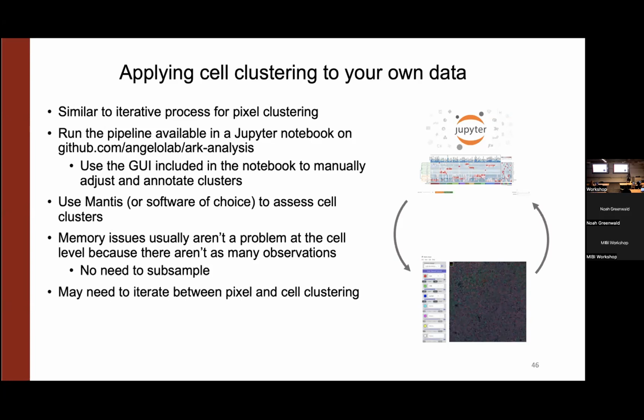And the final point here is that you may need to iterate between your pixel and cell clustering a few times. So for instance, if at the pixel cluster level, you had one pixel cluster that you were not sure about, whether it was noise or a real pixel cluster, or maybe it was expressing both CD3 and CD20 and you weren't sure which one to assign it to, at the cell level those kinds of issues may be more clear, like which it should actually be assigned to. So we find that iterating between the two can be very helpful.